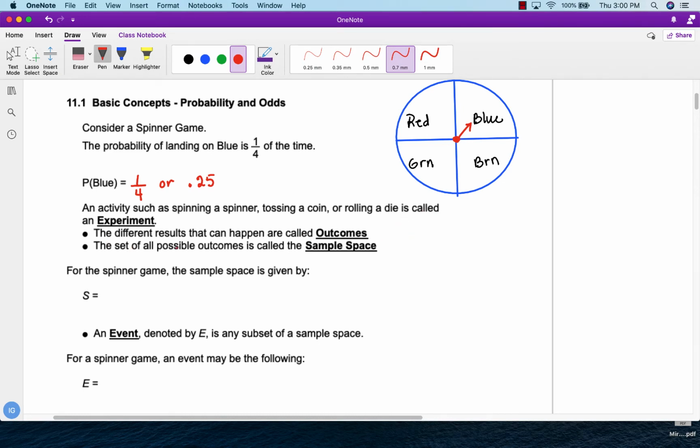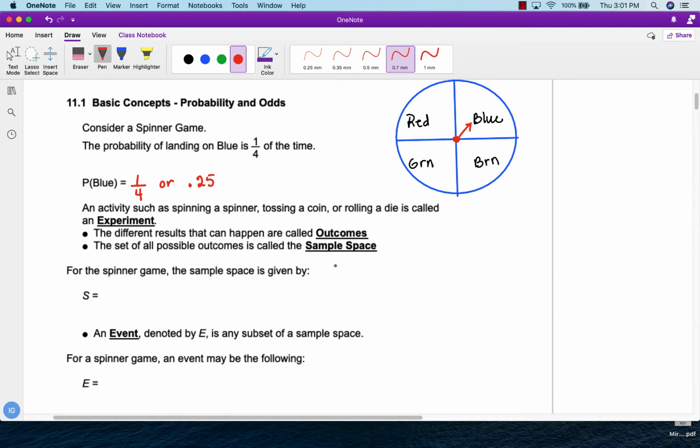Okay? The different results that can happen are called outcomes. The set of all possible outcomes is called a sample space. So we know the outcomes, we talked about that before. Sample space is basically all your outcomes, okay?